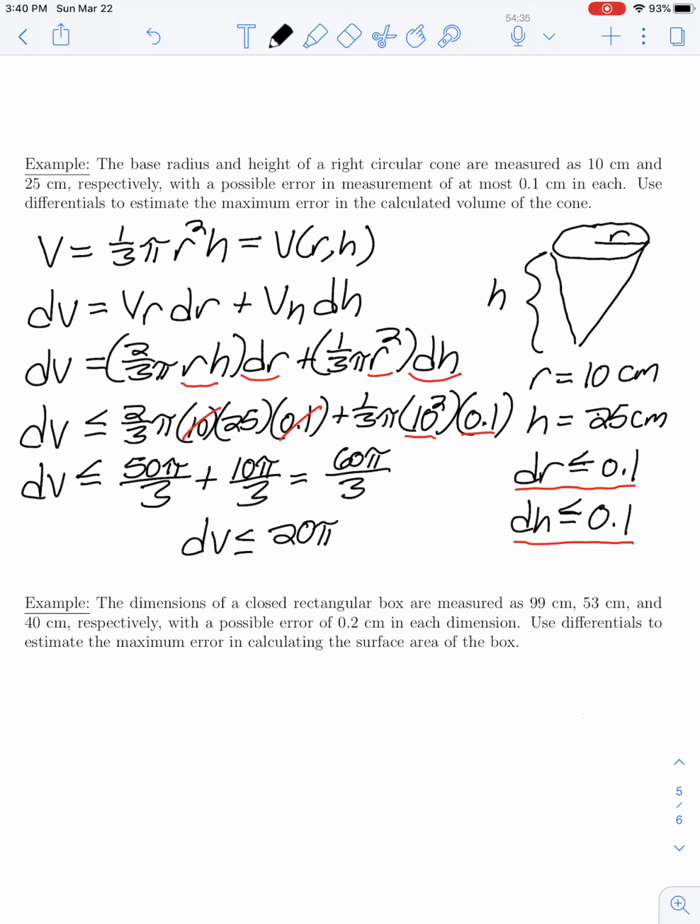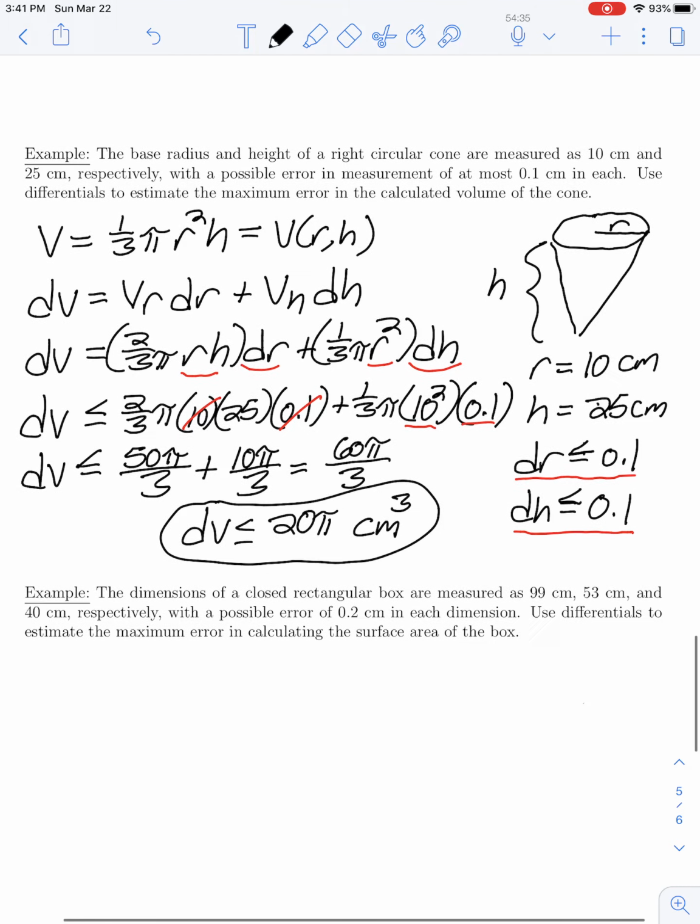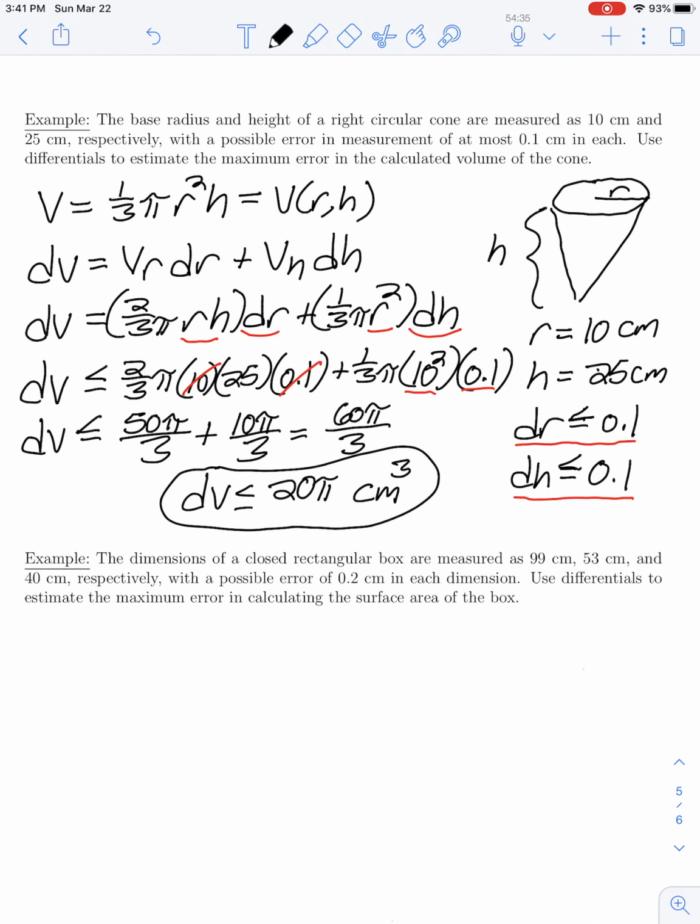And since we were measuring everything in terms of centimeters, this volume would then be cubic centimeters. So we see in this case that even though we had relatively small errors in measurement for the radius and the height, 0.1 centimeters in either case, it could result in a maximum possible error in the volume of 20 pi cubic centimeters, so 60 cubic centimeters and some change. So possibly a relatively large error in the volume, despite those small measurement errors in the radius or the height.